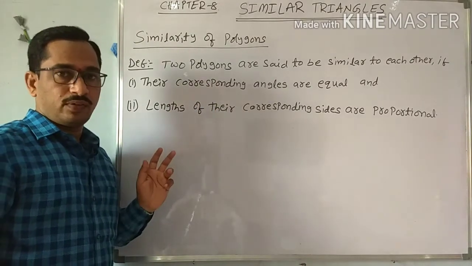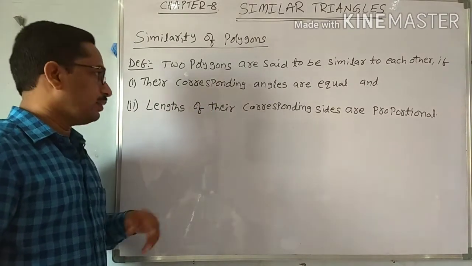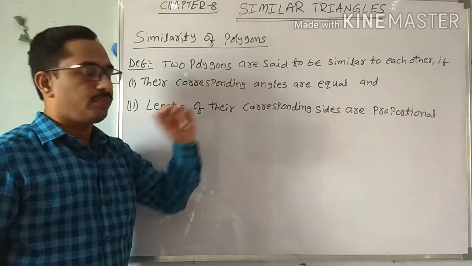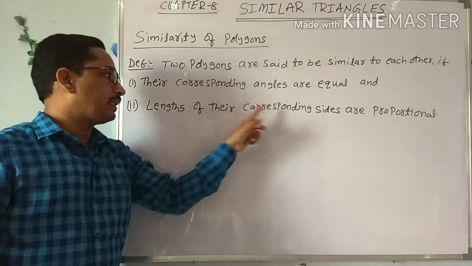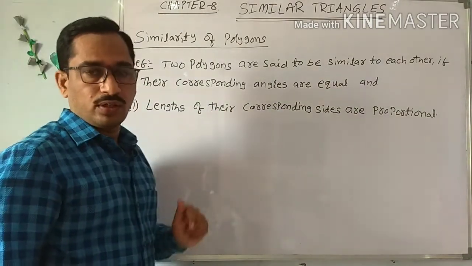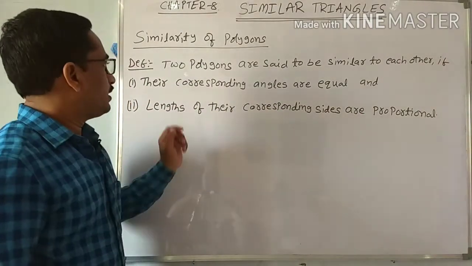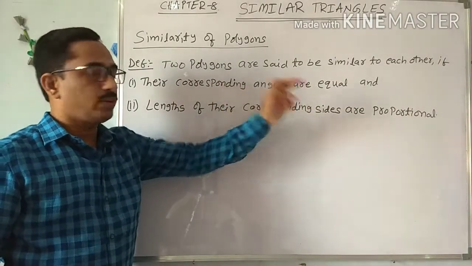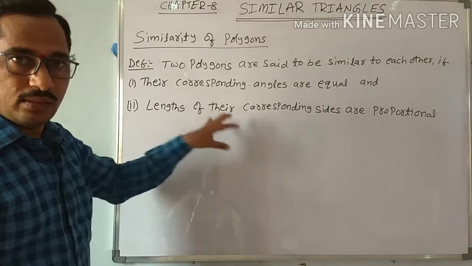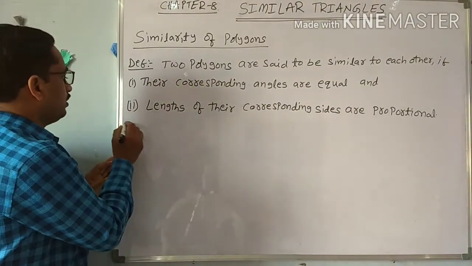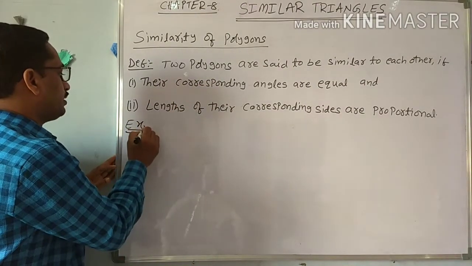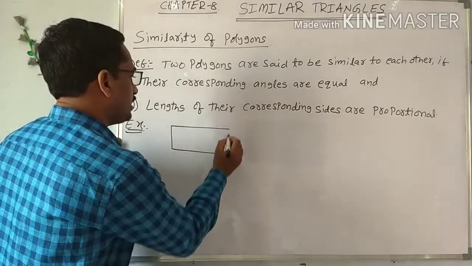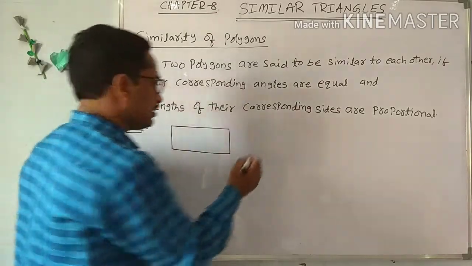So what is the meaning of corresponding? I will explain with an example later. Next, the lengths of their corresponding sides are proportional. So we have to identify the meaning of corresponding angles and proportional. I will explain all these terms with this example. See the example here: I am taking two rectangles. These are irregular polygons.